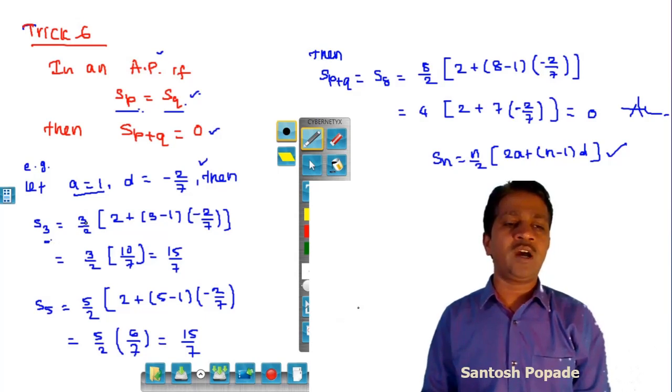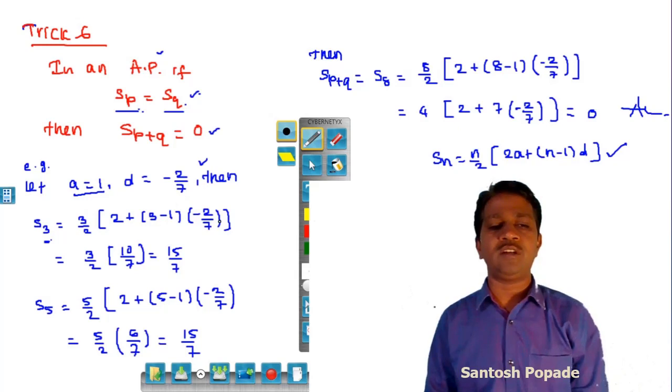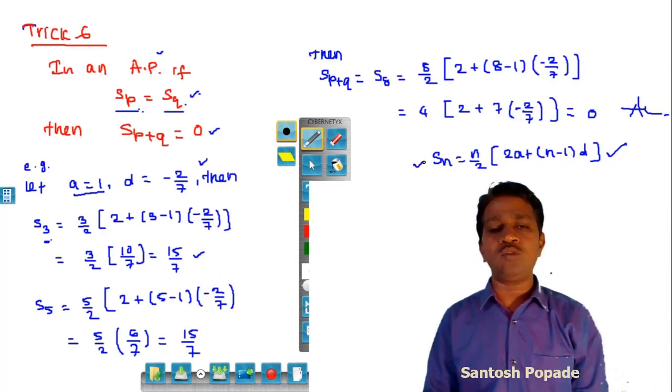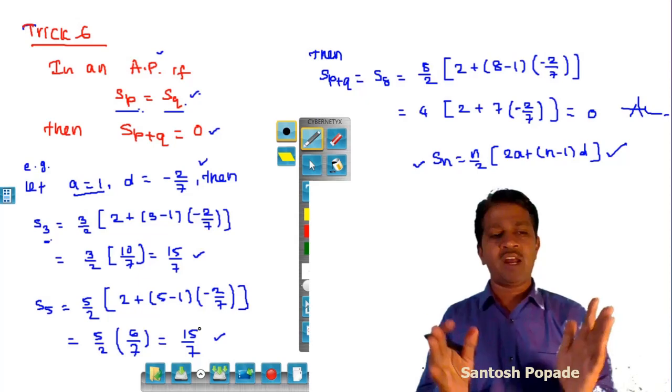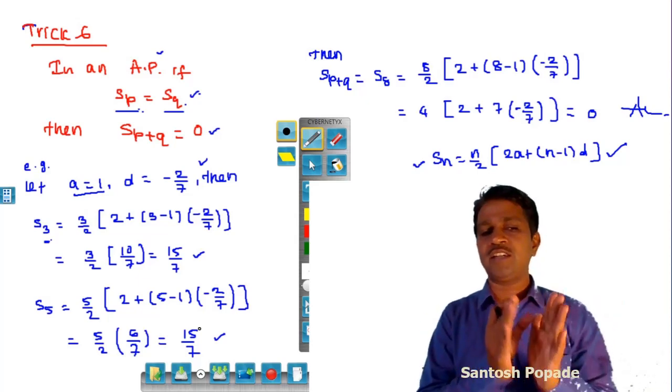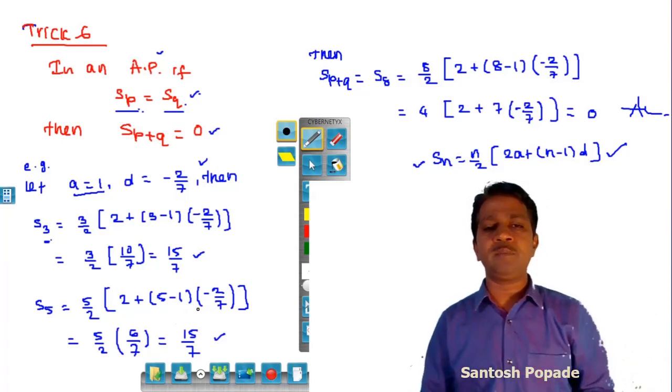S3 means n is 3 now. So n by 2 means 3 by 2. In bracket, 2a, with a equal to 1, will be 2, plus in bracket n minus 1 means 3 minus 1, into d. By performing these calculations, you will get this. You can check it yourself. And using the same formula, I can find S5, and it also comes to be 15 by 7. You can pause this video and perform these calculations and check whether it works or not. S3 is 15 by 7 and S5 is also 15 by 7.